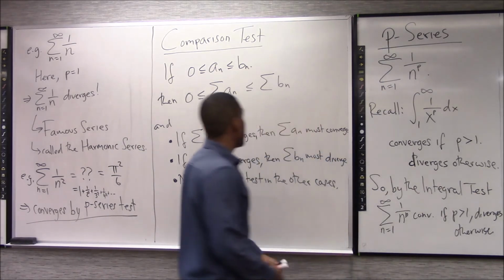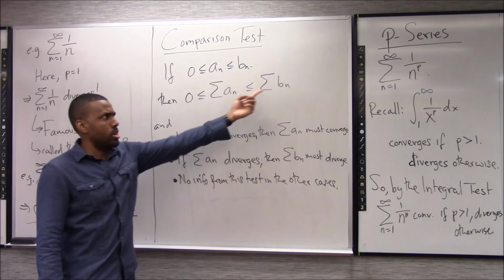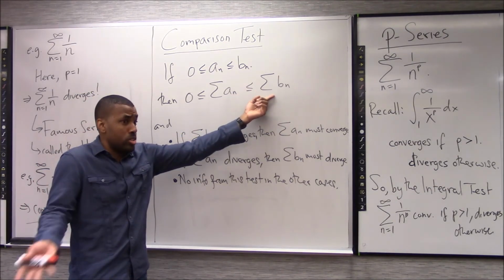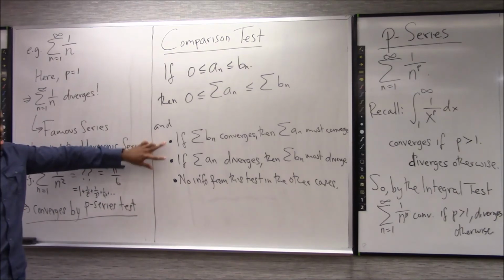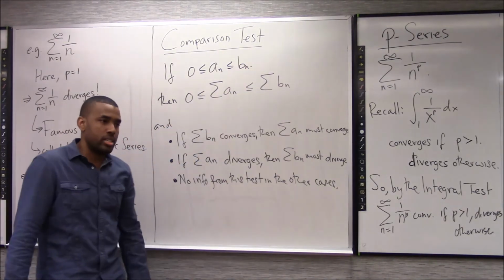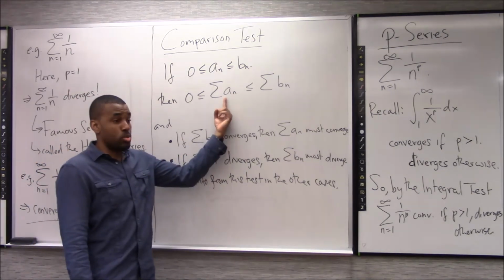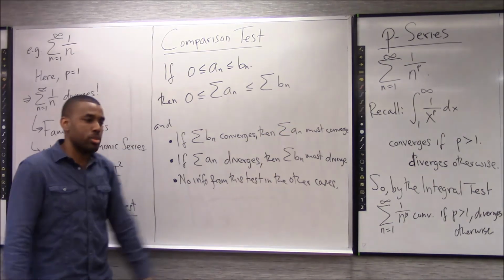So you wouldn't be able to tell. As well as if the smaller one converges, then the bigger one could converge or it could diverge. You won't have any information. But in these two situations, you know for sure. If this one adds up to a finite number, that one also has to add up to a finite number. If this one adds up to infinity, this one is greater than or equal to that, it also has to add up to some infinity.